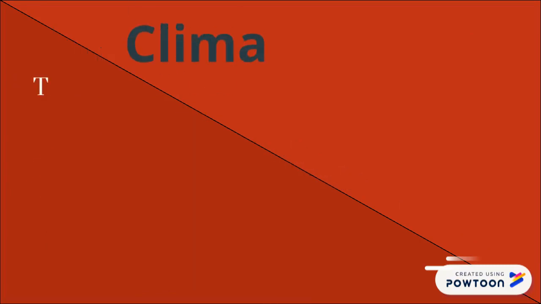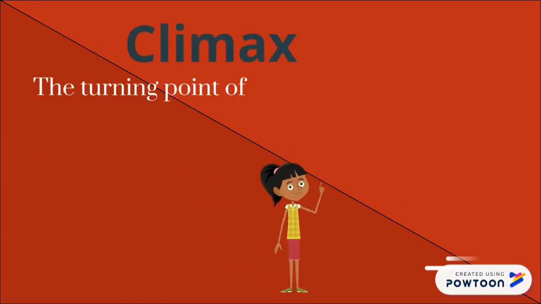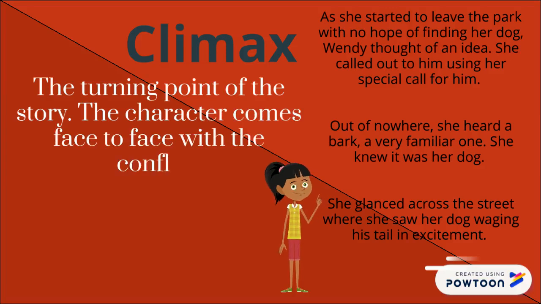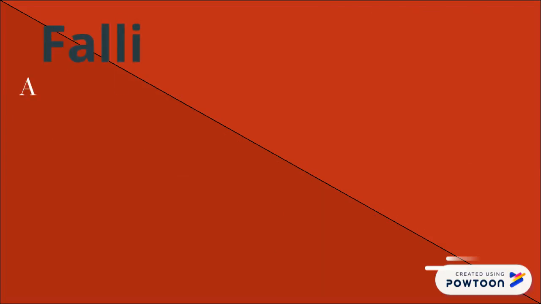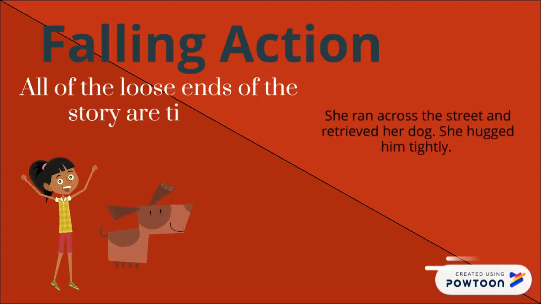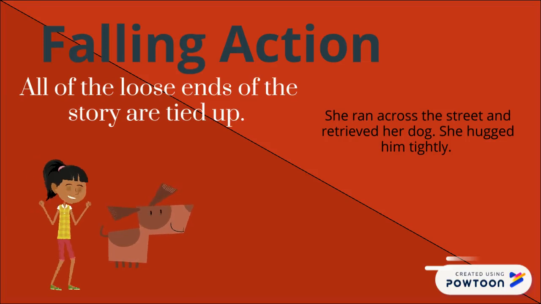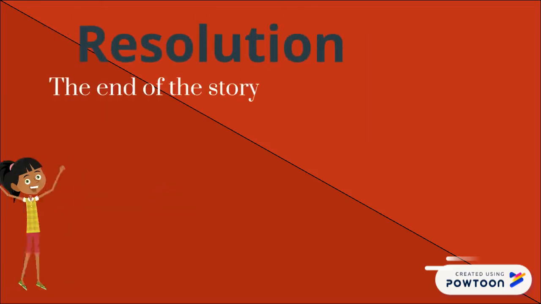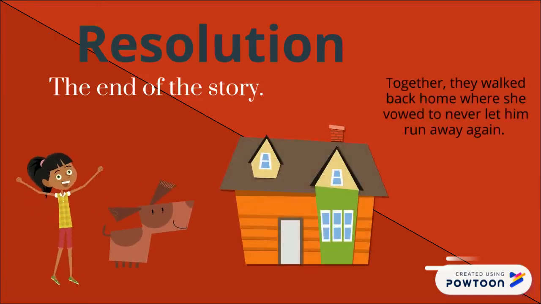Now we've hit the peak of the story, which is the climax. It is the turning point where the character comes face to face with the conflict. Next is the falling action, where all of the loose ends of the story are tied up. The story starts to come to a close. The last component of the plot is the resolution. This is the end of the story.